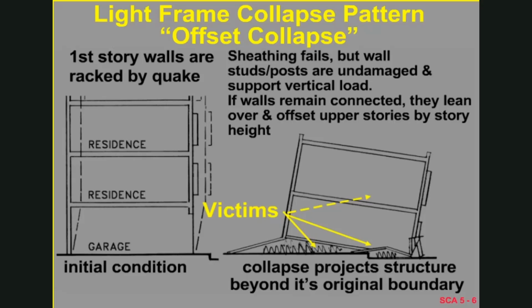So what happens in an earthquake, the building shakes, the walls become racked, the sheathing strength is overcome, and the structure starts to move laterally. The studs are still capable of holding the structure up, so they're not going to allow the structure to pancake on top of itself, but they're going to cause the structure to offset. If you have a single-story collapse, the upper part of the structure will offset by one story. If you have a two-story collapse, the upper stories will offset by two stories.